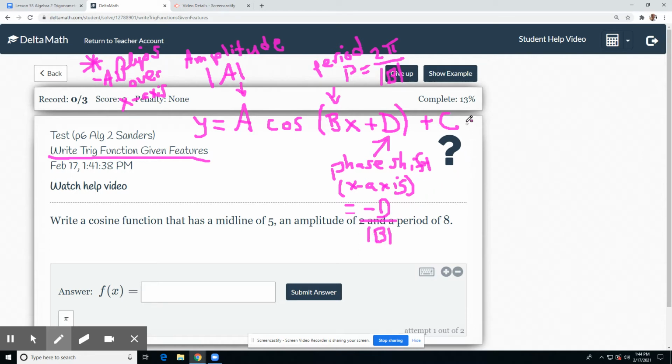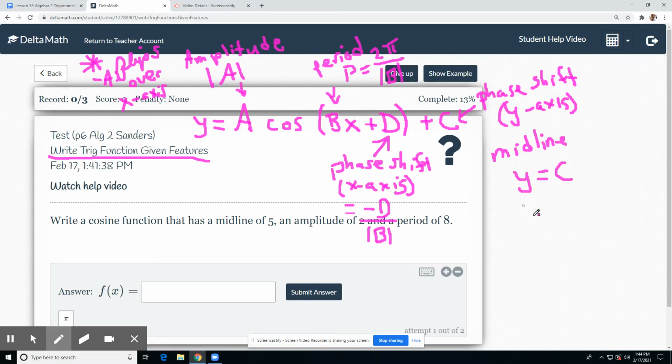And then the last one is the phase shift on the y-axis. And this gives us our midline, which is the equation y equals whatever this value is. So that one's pretty straightforward. All right, so there's a lot of formulas that are kind of embedded inside of this, and we're going to be using some of these as we apply this. So let's go ahead and attack the problem.